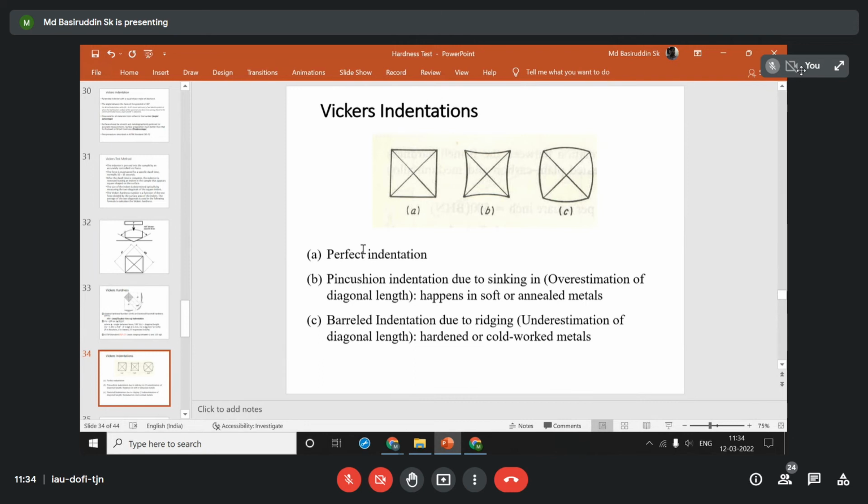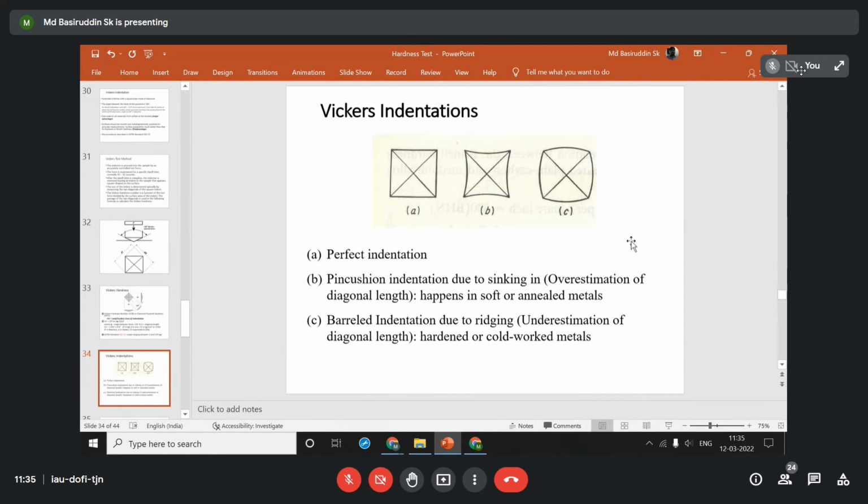So you will find that your shape will look like this, but whatever diagonal length you measure, the value of this diagonal length is relatively less as compared to the perfect indentation shape. So that is underestimating the hardness number, because actually it should be more than that particular D value you measure. That is why we always try to get the perfect indentation, but it is not in our hands.